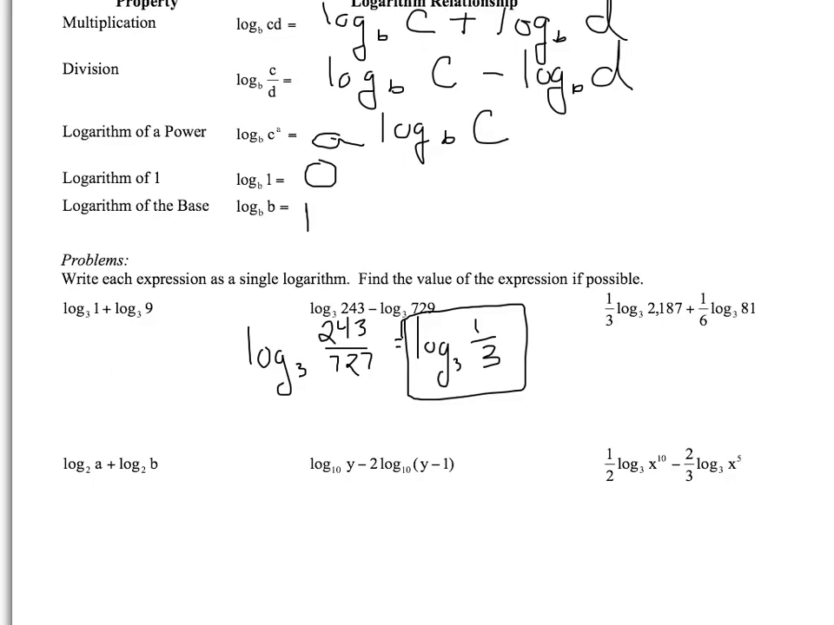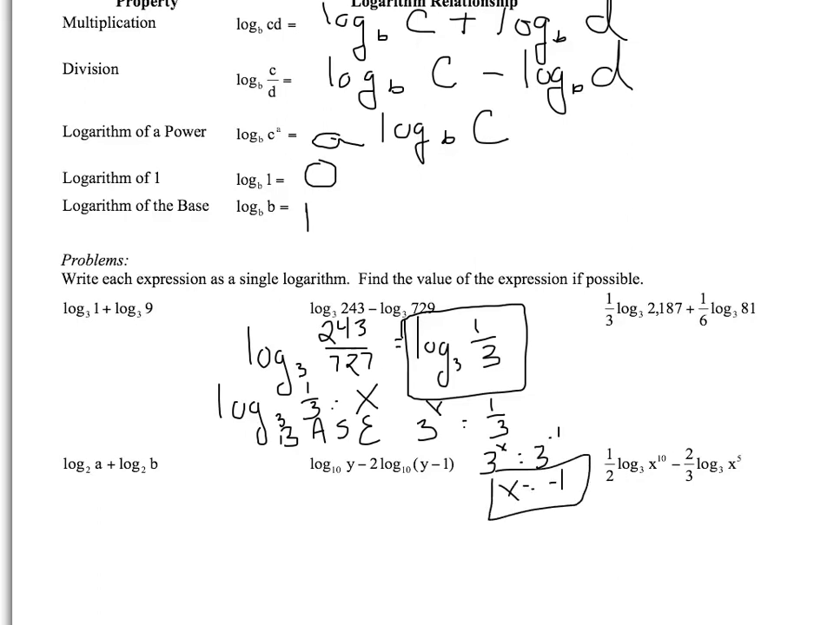To find the value of the expression, if possible, what we are going to do is set this equal to a variable. I'll call it x. And then we're going to solve for x using base. So it'll become 3 to the x power equals 1/3. That means 3 to the x equals 3 to the negative 1. So x equals negative 1. And that's it for that first one. Let's try the next one.